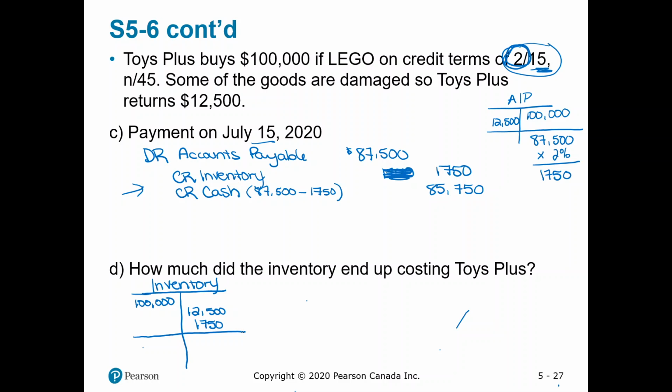So overall, if we do the math here, 100,000 minus 12,500 minus 1,750, we're left with 85,750, which is equal to the cash that we paid, which makes sense. So overall, whatever you pay in the end for this inventory, that is how much it ends up costing you. So the amount we can see is our cash payment in part C. It makes sense that that is the ending cost that we also show in our inventory account.